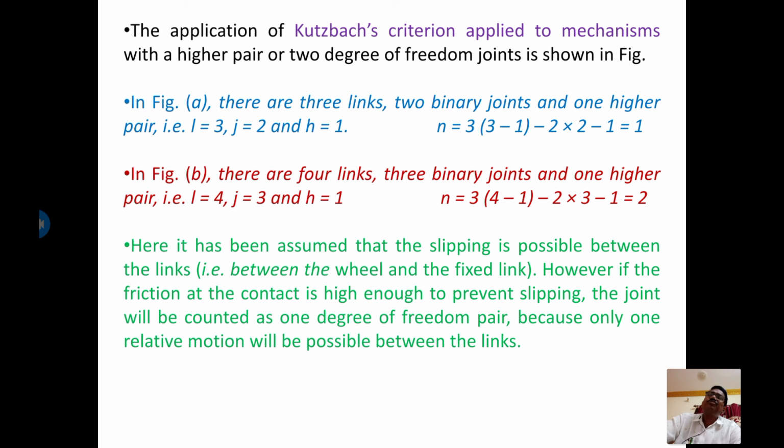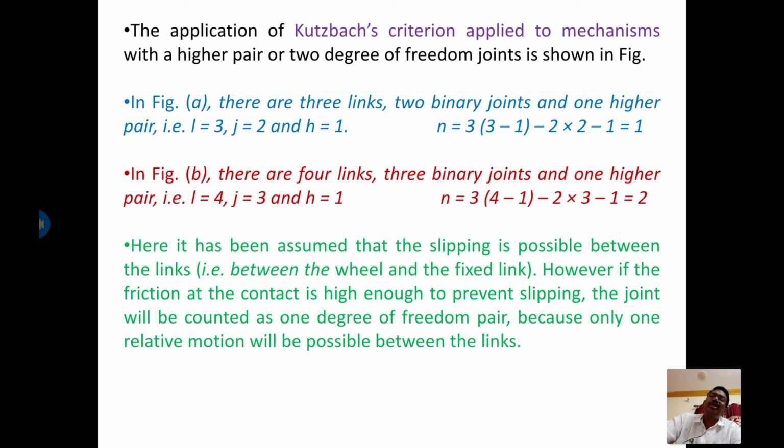Now the application of Kutzbach criterion to mechanisms with higher pairs, or 2 degrees of freedom joints, as shown in the figure. In figure A there are 3 links, 2 binary joints and 1 higher pair, so H is 1. Substituting the values, n is 1. In figure B also, substituting 3 binary joints and 1 higher pair, L is 4, J is 3 and H is 1, the number of degrees of freedom is 2.